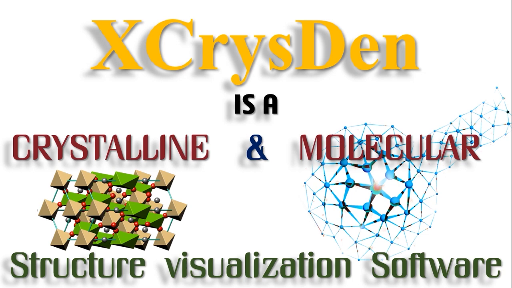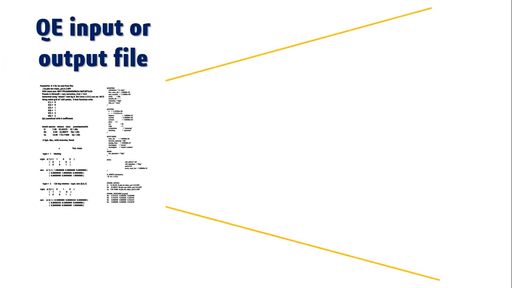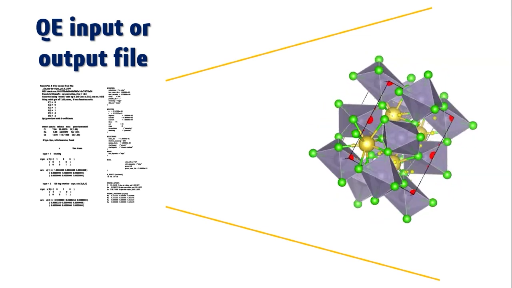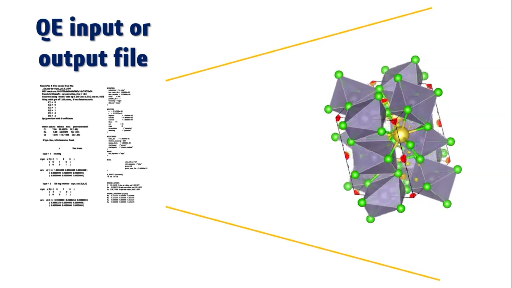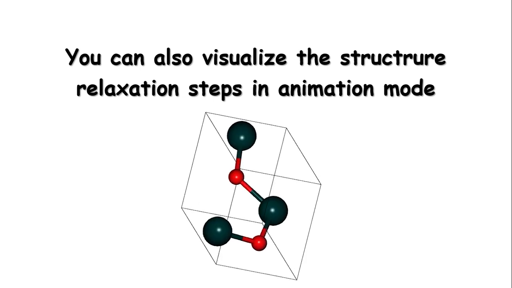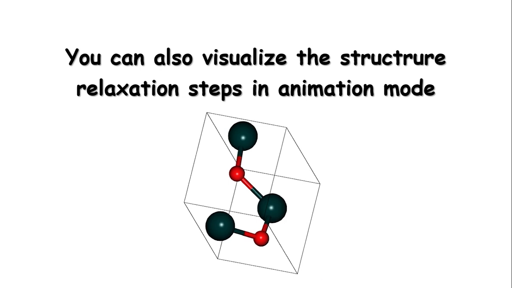Also, apparently, it is the easiest software to deal with where you can visualize your input and output files of DFT calculations also. Sometimes, where it is applicable, it will also show you the animations. For example, in the relaxation calculation, if you want to visualize all the steps that the molecule had gone through while coming to the stable structure, you can see that also in Xcrysden. Okay, now let's move to install it.